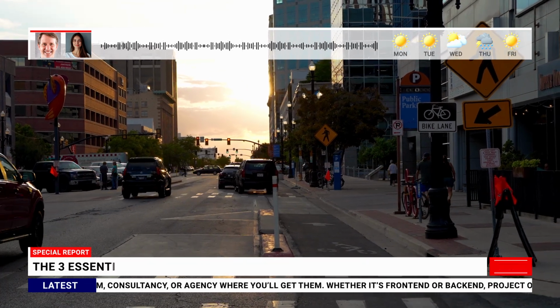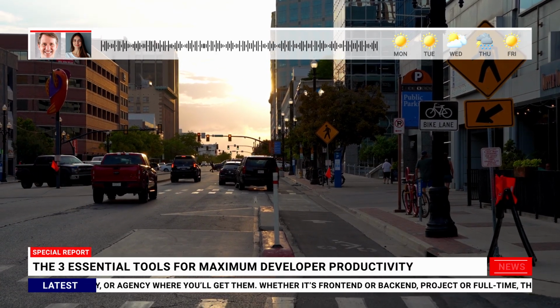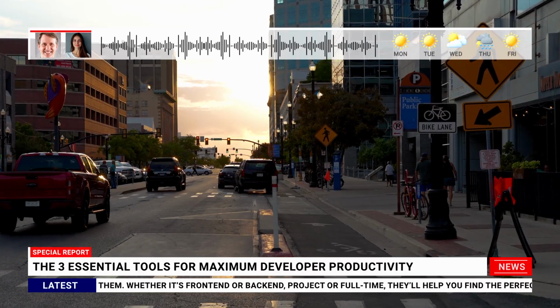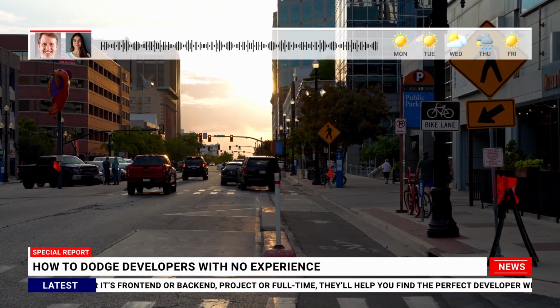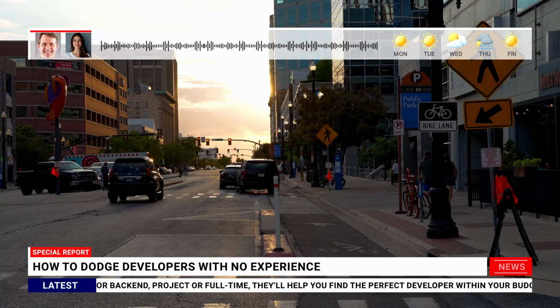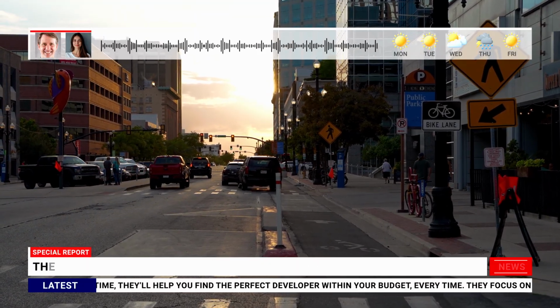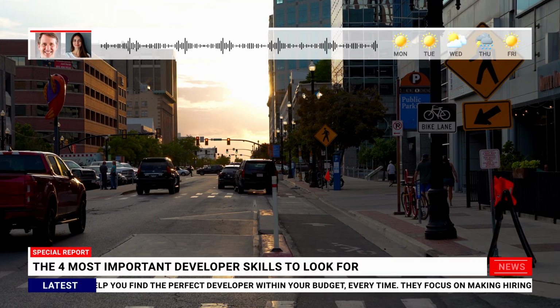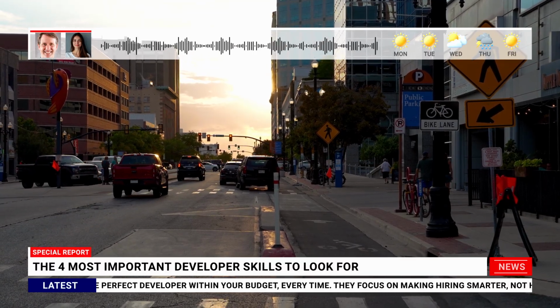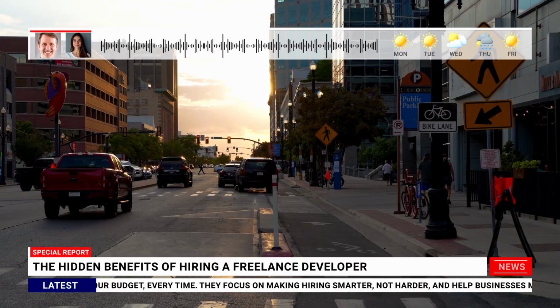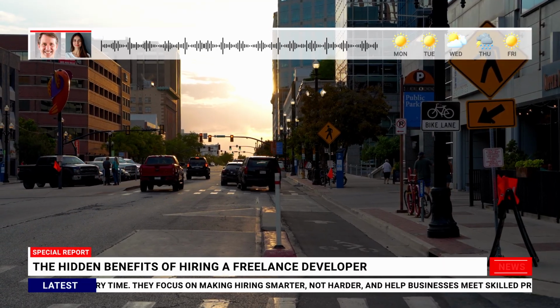Exactly. So challenges. What are some of the potential bumps in the road we might encounter when hiring a Ubiquiti developer? Well, one of the biggest hurdles is verifying skills. There are a lot of people out there who claim to be Ubiquiti experts, but you want to make sure they have the goods to back it up. How can we avoid getting fooled by someone who's all talk and no action? That's where thorough vetting comes in. Ask for work samples, check references, and really dig into their experience.